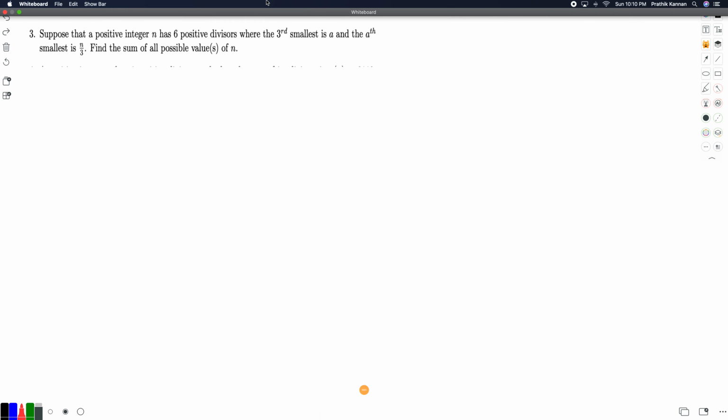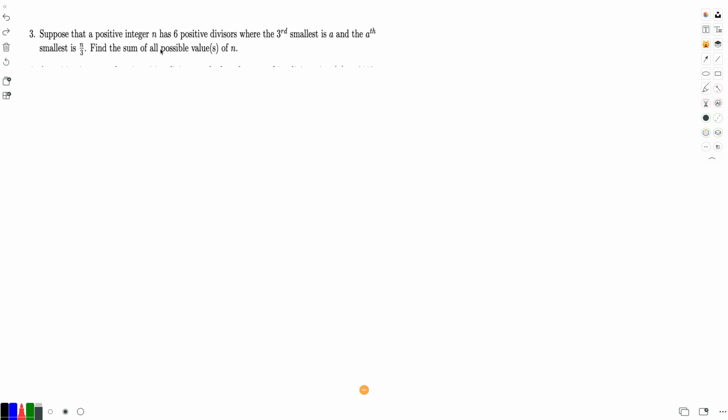Alright, so first thing I want to notice is that when it says n has 6 positive divisors, we can immediately conclude a form for n. n is either of the form p to the fifth, or it can be of the form pq squared, where p and q are primes, right? And these are the only forms possible because 6 can only be decomposed into products of prime powers in these ways.